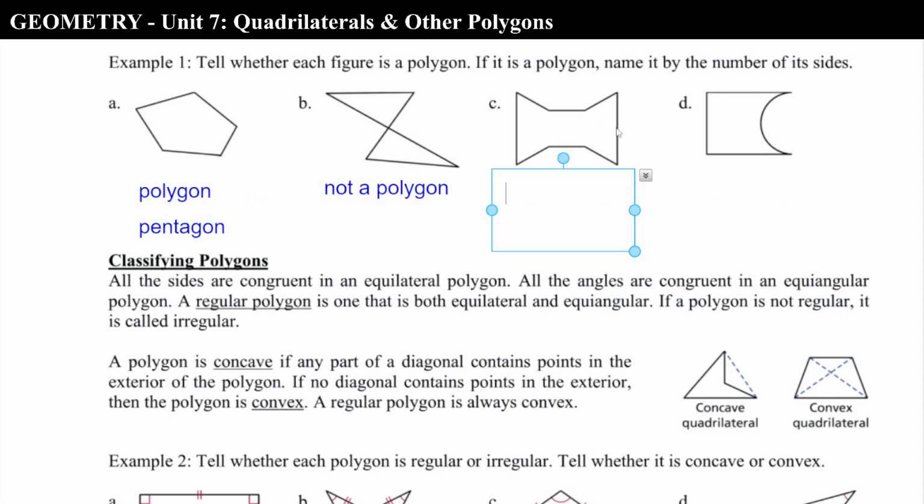1, 2, 3, 4, 5, 6, 7, 8. So this is a polygon, and it is an octagon. It doesn't look like your traditional octagon, but it does have 8 sides.